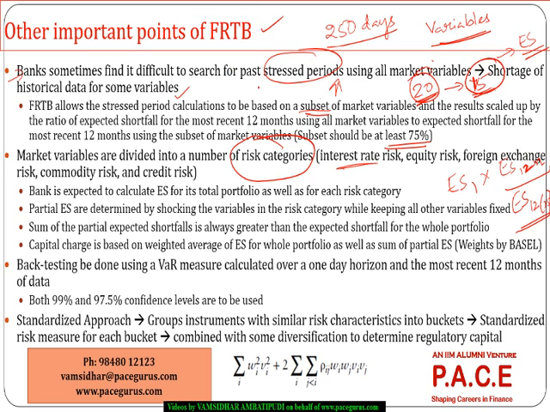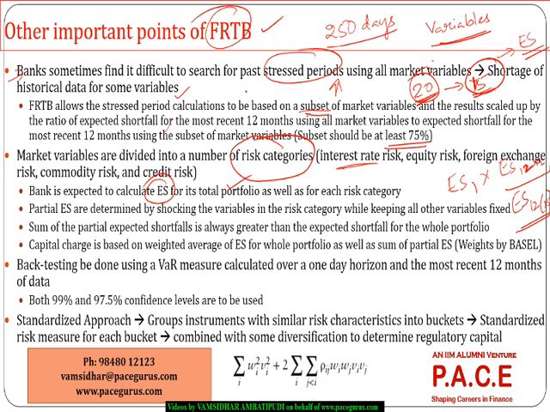So we know that while computing the expected shortfall, the expected shortfall for the entire portfolio has to be computed. But what the FRTB is also proposing is to do it not only for the whole portfolio, but even for each individual risk category. For interest rate risk, what is the ES? For equity risk, what is the ES? Like that, for different risk categories, what are the different expected shortfalls?